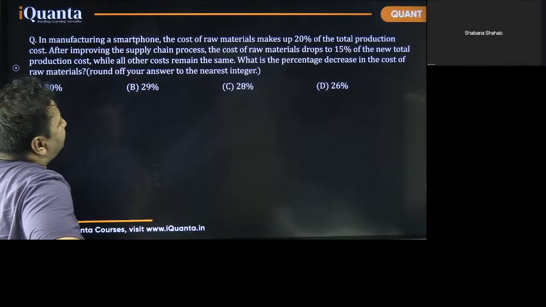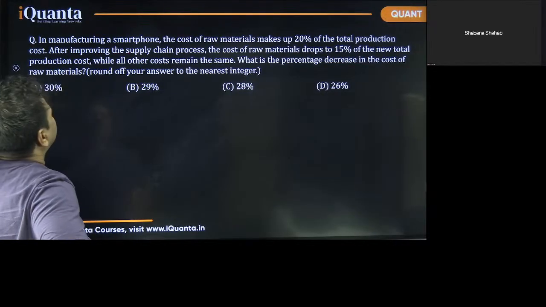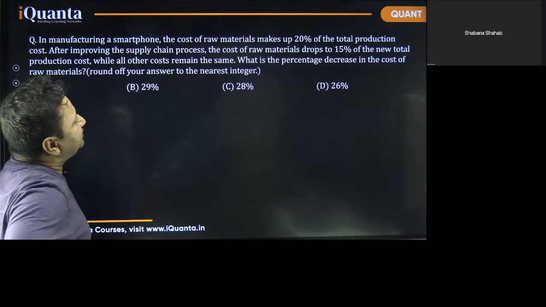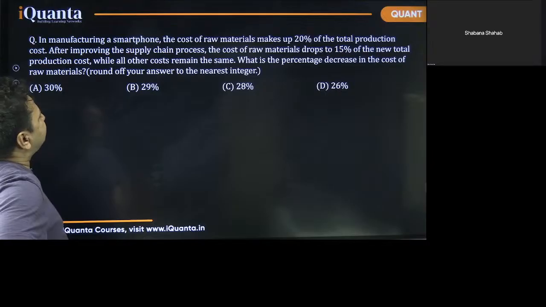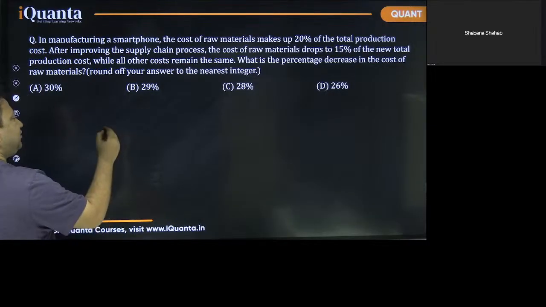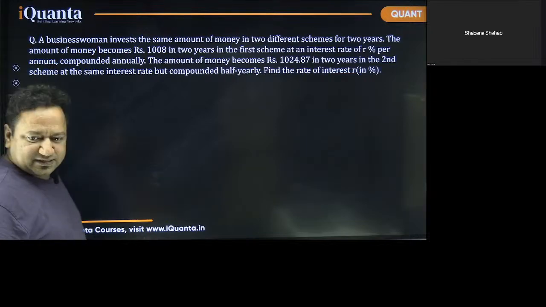In manufacturing a smartphone, the cost of raw materials makes up 20%. After improving the supply chain process, the cost of raw materials drops to 15%. Okay, well, all other costs remain the same, find the percentage decrease in cost. Definitely doable. It's again a freebie. So there are 4 freebie questions in this, isn't it?